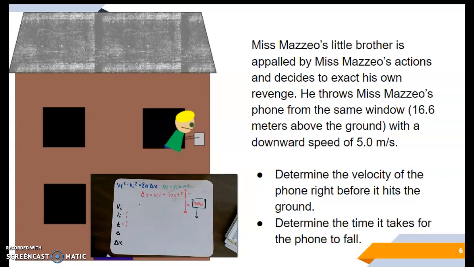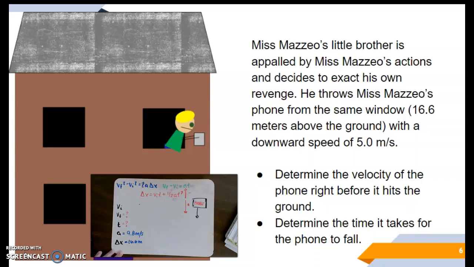So just to keep things consistent in my sketch, I'm still saying down is positive and up is negative. Again, you could have reversed it. That's totally okay. Now the window is still 16.6 meters above the ground, so that is still our displacement. The phone, just like the gaming system, will be in free fall. So the acceleration is 9.8 meters per second squared downward.